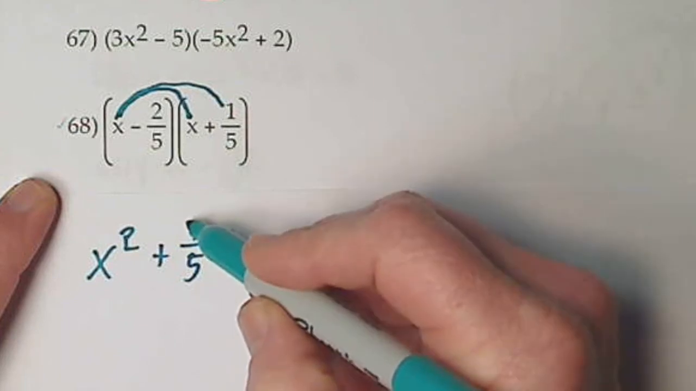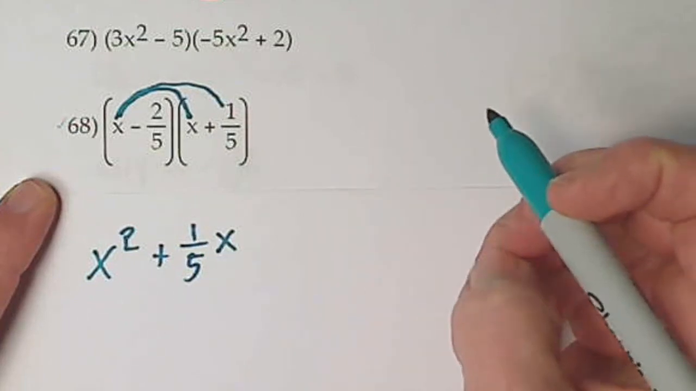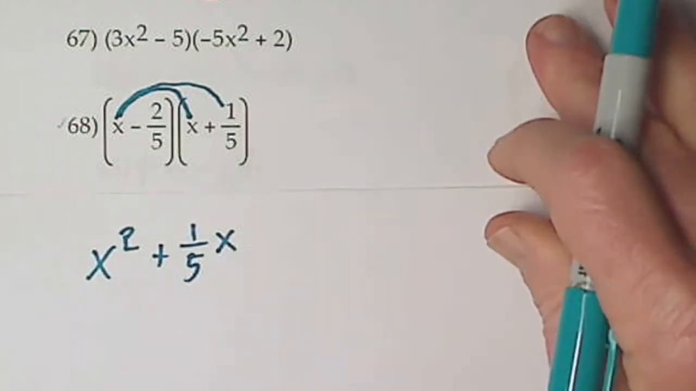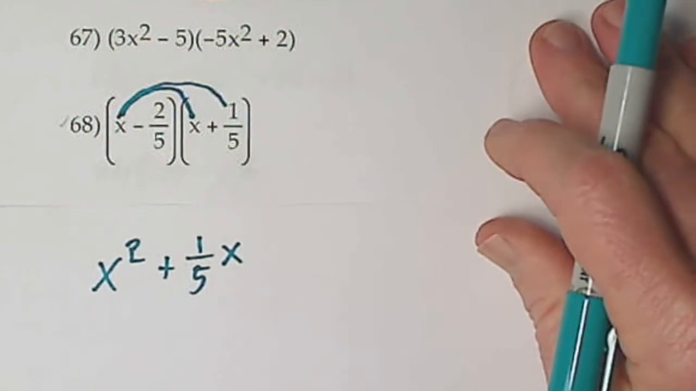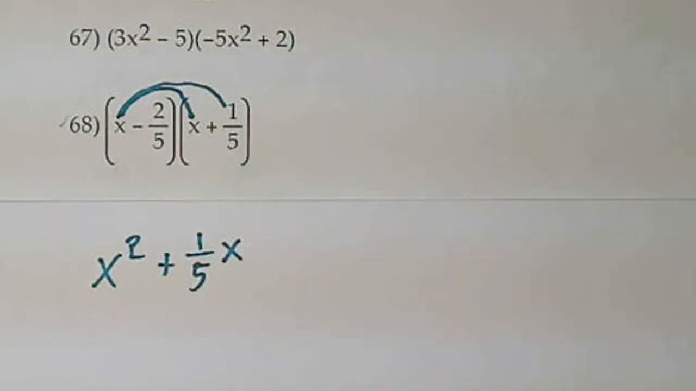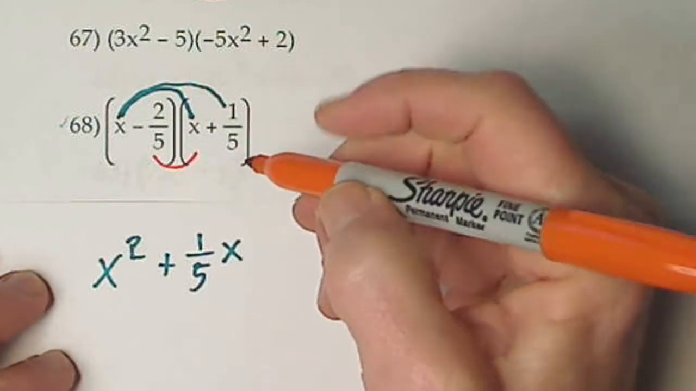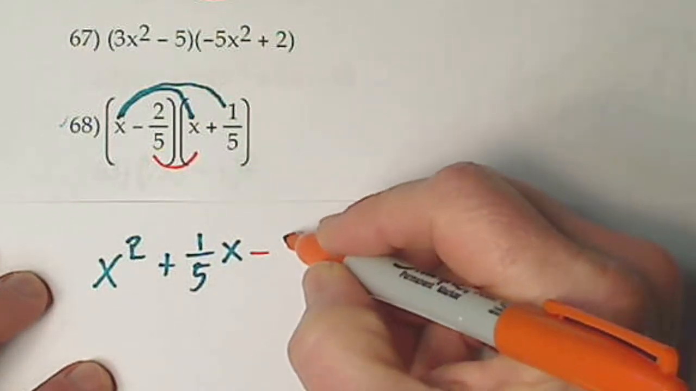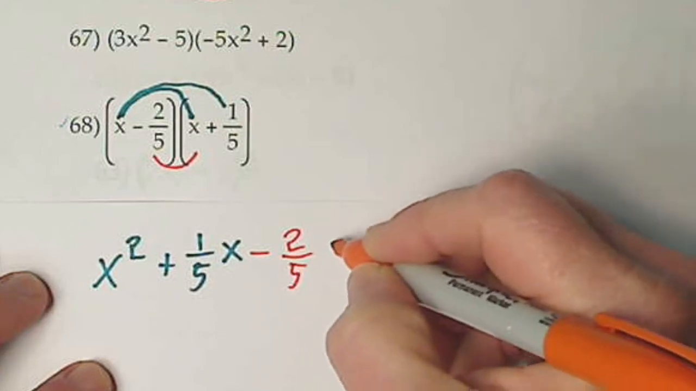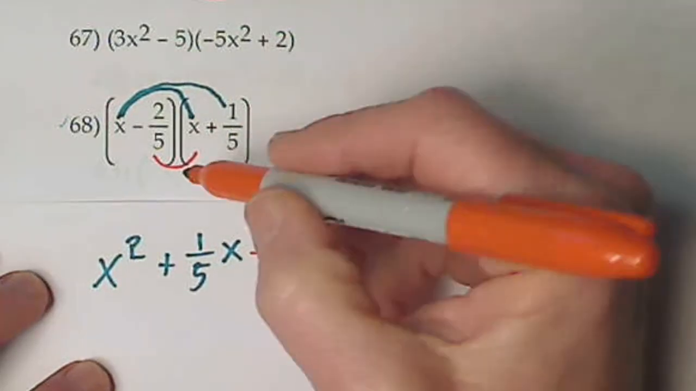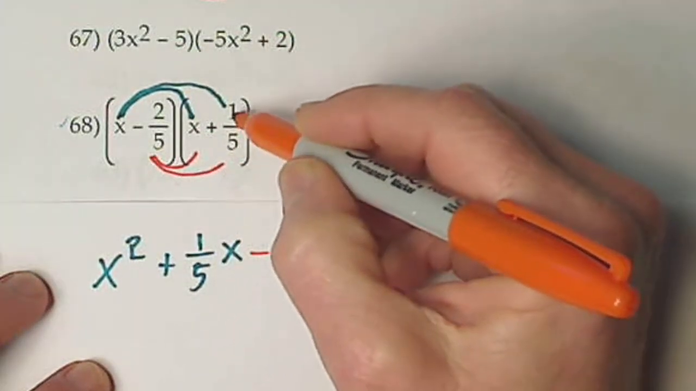This x could sit up top, but I prefer it on the side. So that takes care of the x hitting each term. And now you need this negative 2/5 to come in and hit each term. So negative 2/5 times x is negative 2/5 x. Okay? And then negative 2/5 times 1/5.